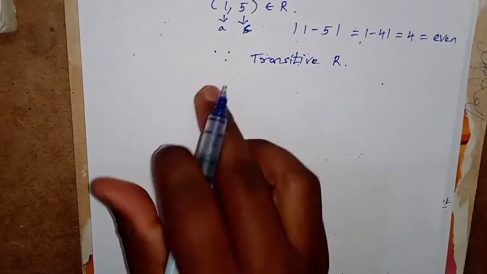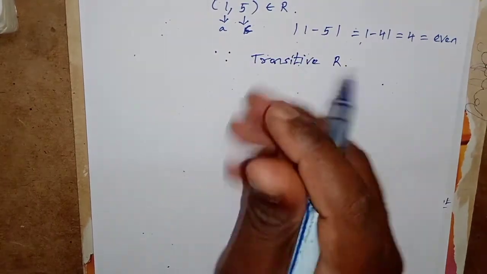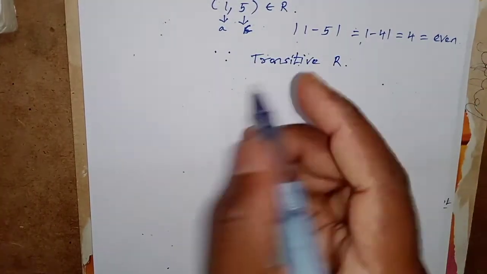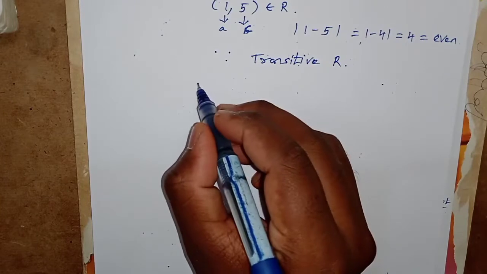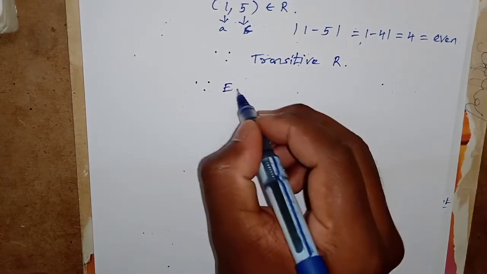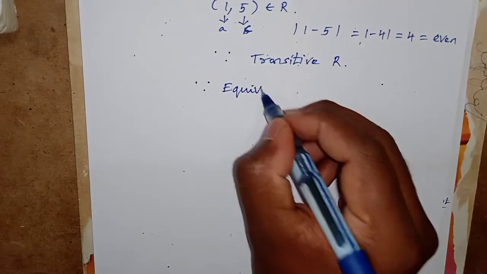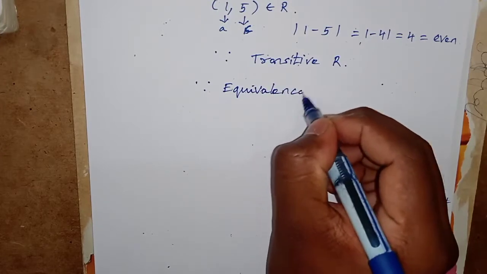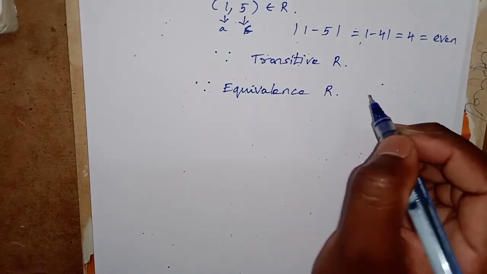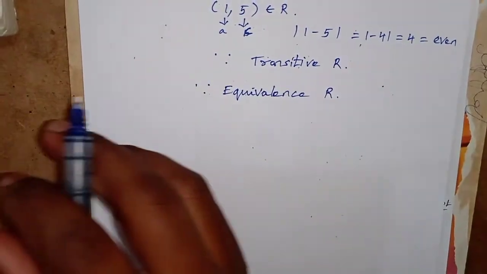It is satisfying all the three conditions. Therefore R is reflexive, symmetric, transitive. Satisfying three conditions here, therefore it is an equivalence relation.